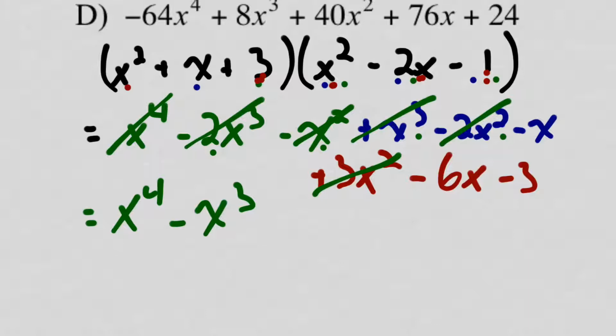The next step is negative x and negative 6x makes negative 7x, so the x's have been dealt with, and lastly minus 3 is the last thing that's hanging around. And so that should be the result of multiplying these 2 large sets of brackets.